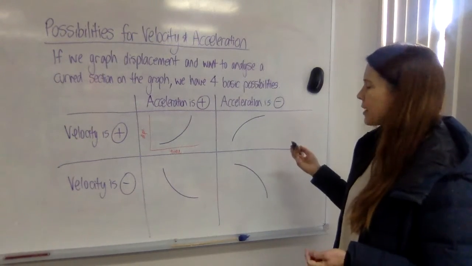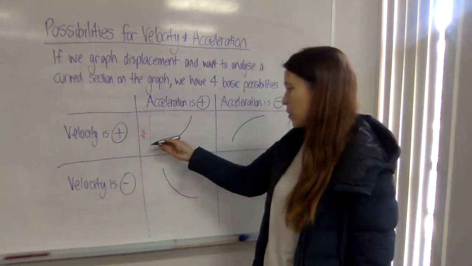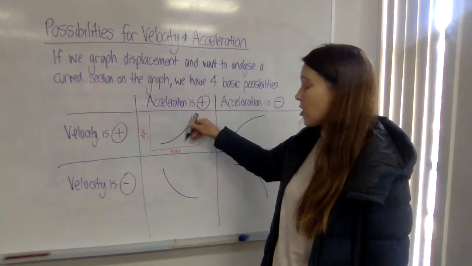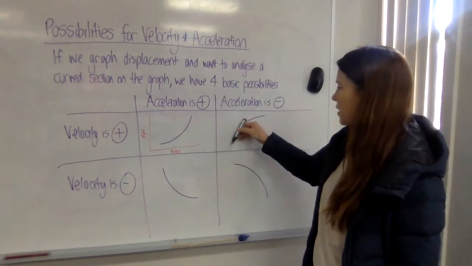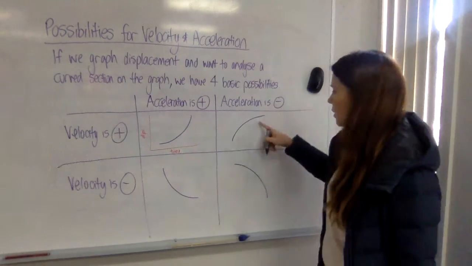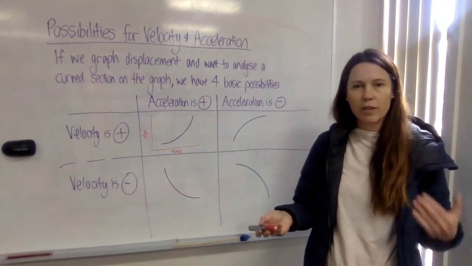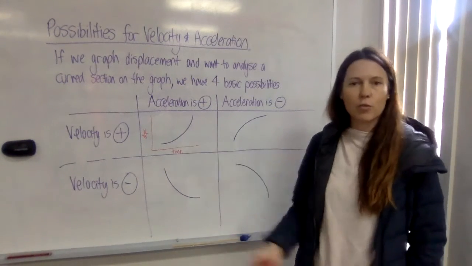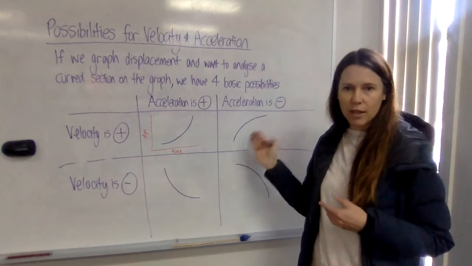So we get these four basic situations where the displacement is increasing and it's actually increasing at an increasing rate. Or it's increasing, but the rate at which it's increasing is actually decreasing. So the take-home points, a graph of displacement, if you want to find the velocity, look at the gradient. If you want to find the acceleration and see whether it's positive or negative, look at the concavity.